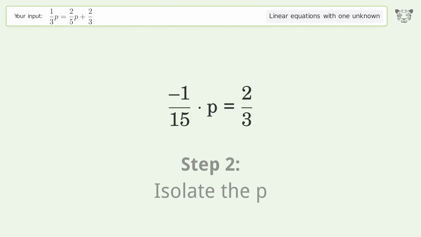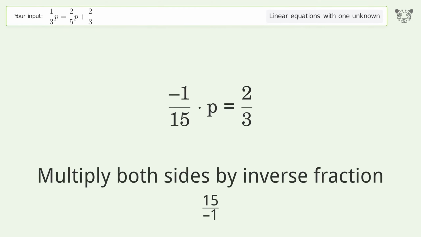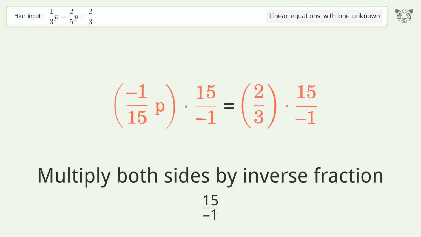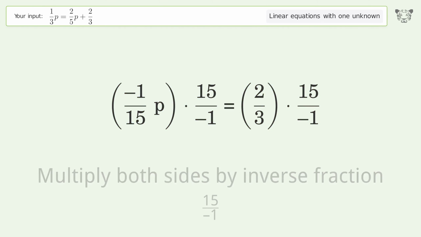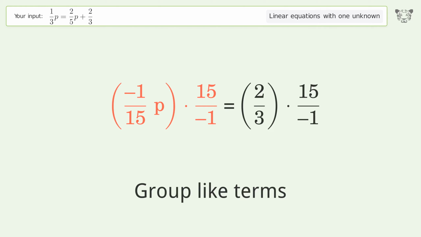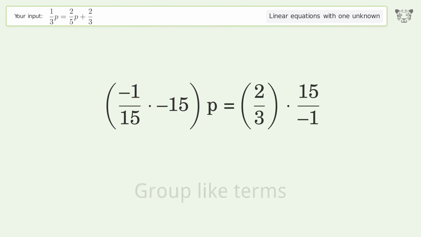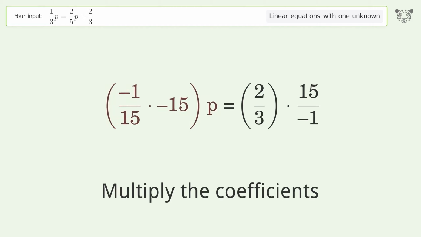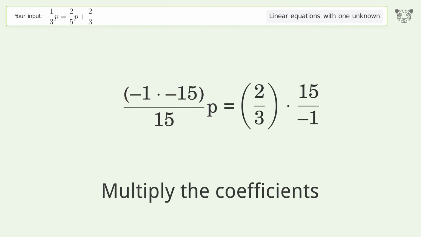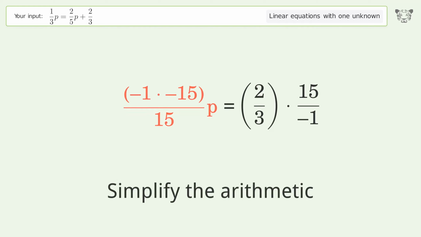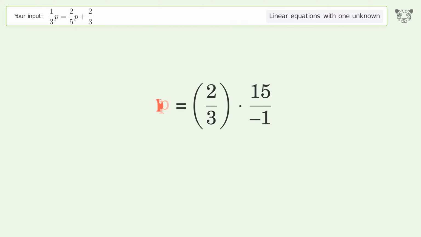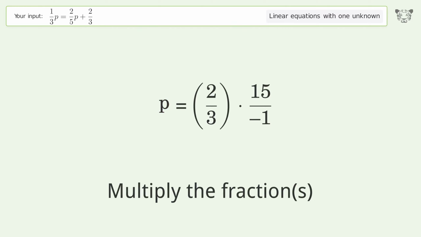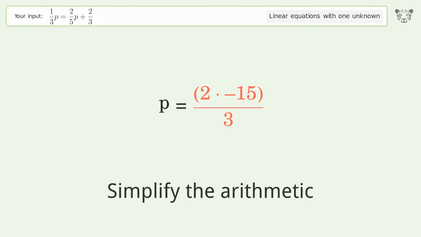Isolate the p. Multiply both sides by inverse fraction 15 over -1. Group like terms. Multiply the coefficients. Simplify the arithmetic. Multiply the fractions. Simplify the arithmetic.